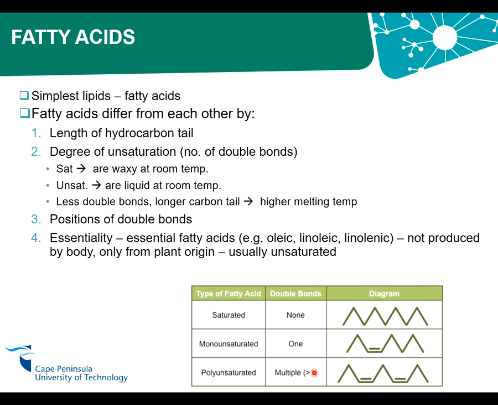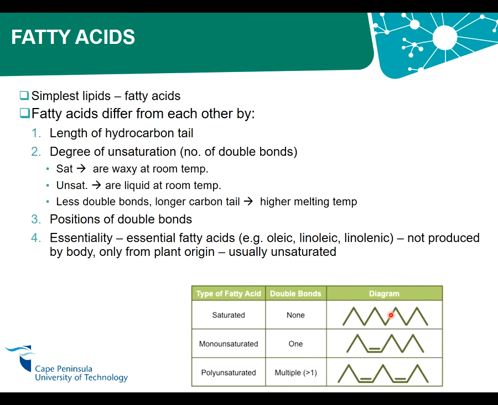Unsaturated fats or fatty acids are normally liquid at room temperature. These are mostly our oils. You will see in the following slides. So the fewer the double bonds, the longer the carbon tail, and that results in a higher melting point. If you have no double bonds, or fewer double bonds, then your chain increases, right? You have an increased chain, and that will result in a higher melting point.